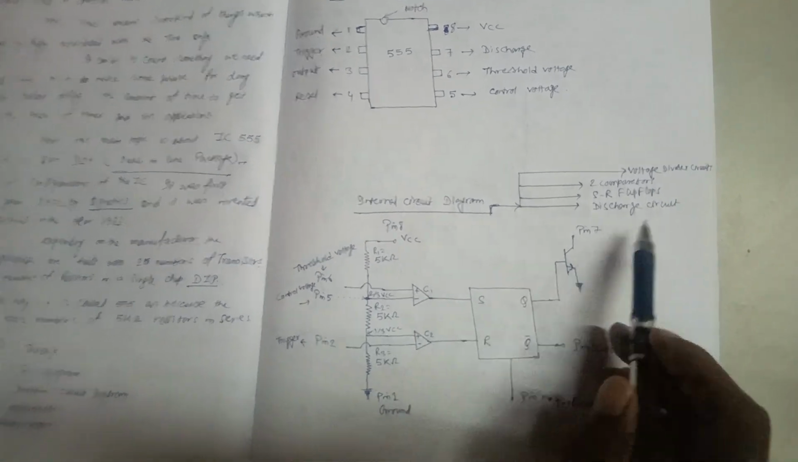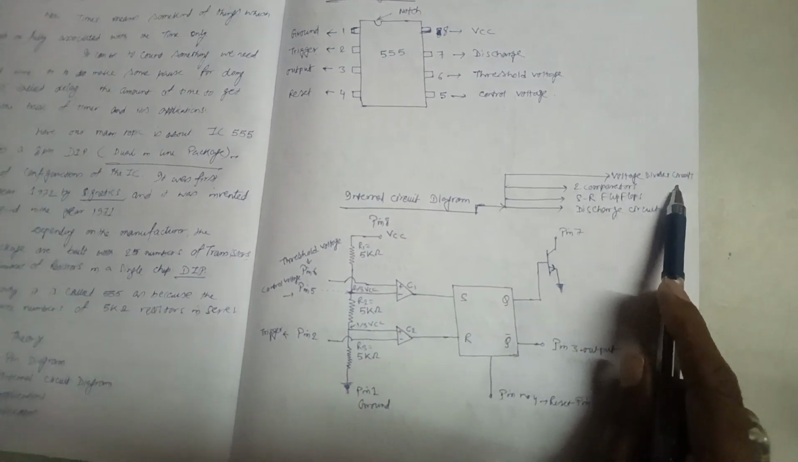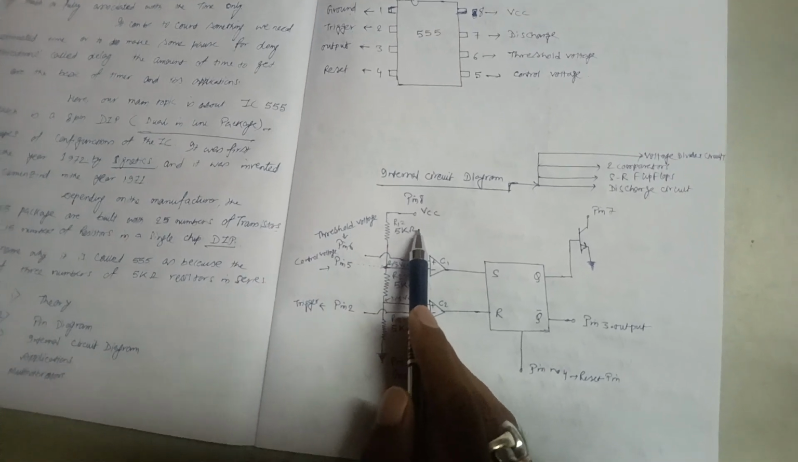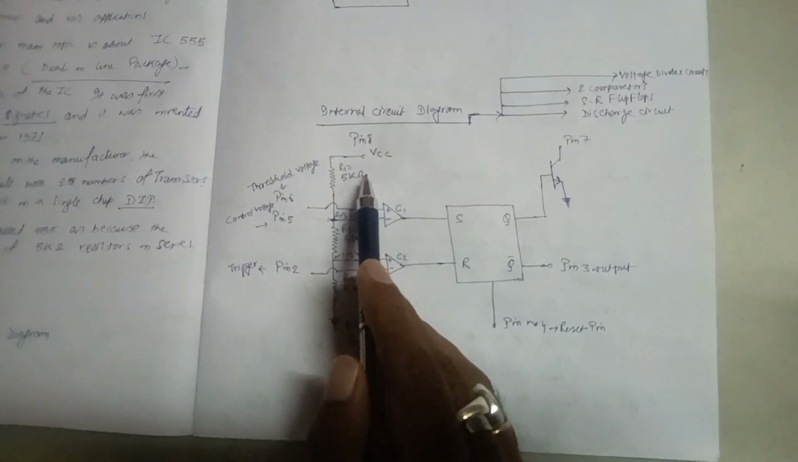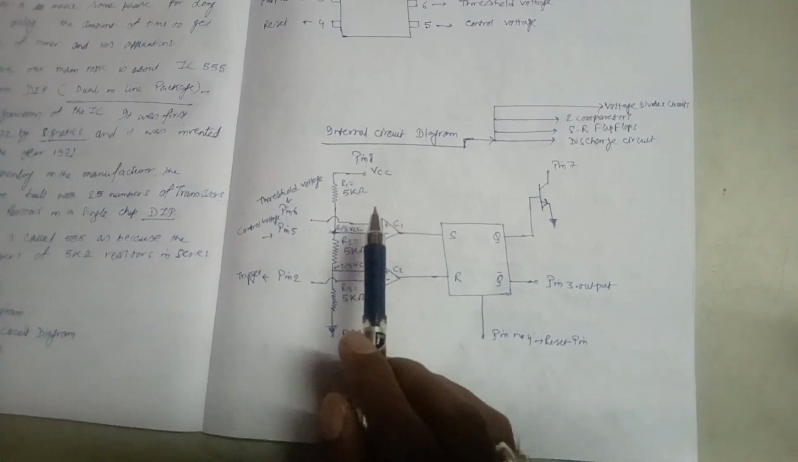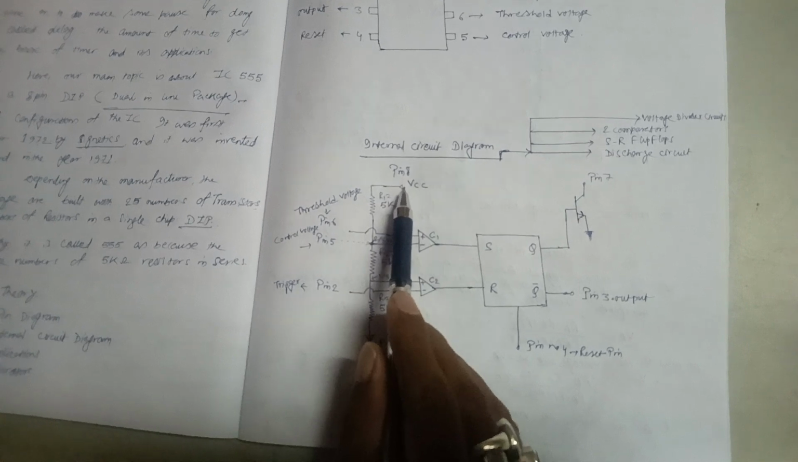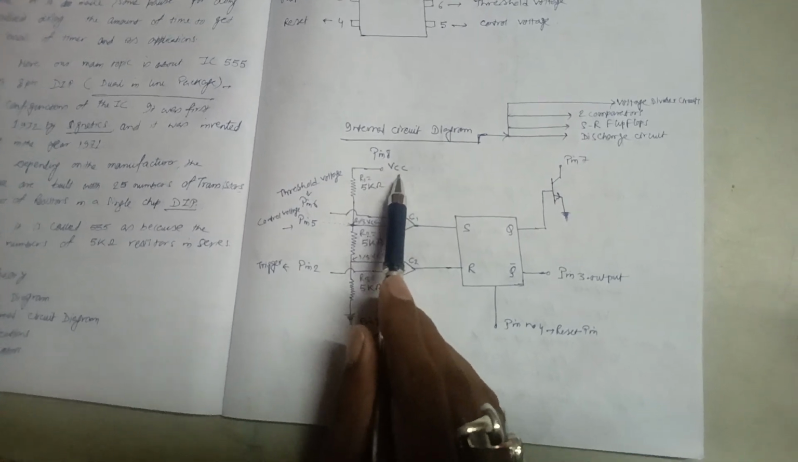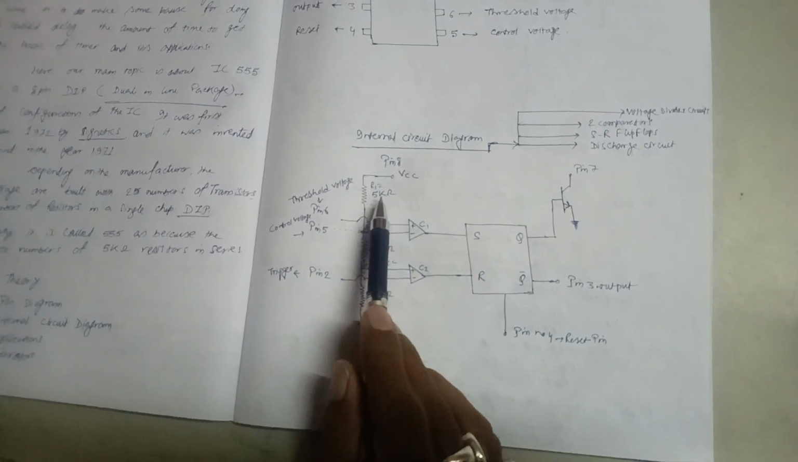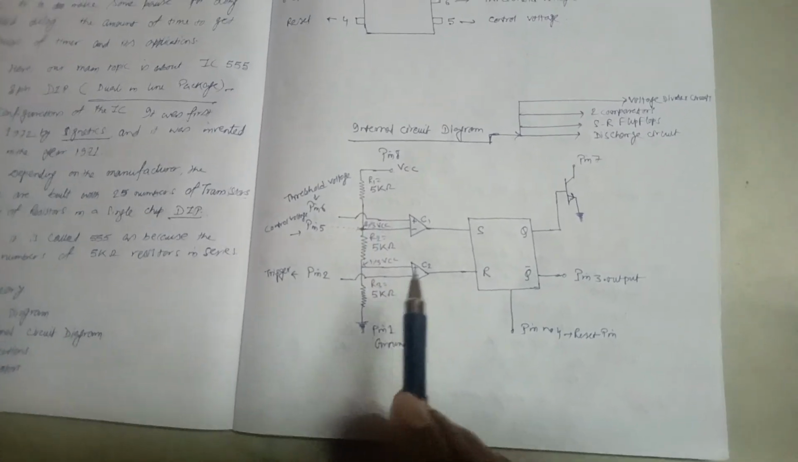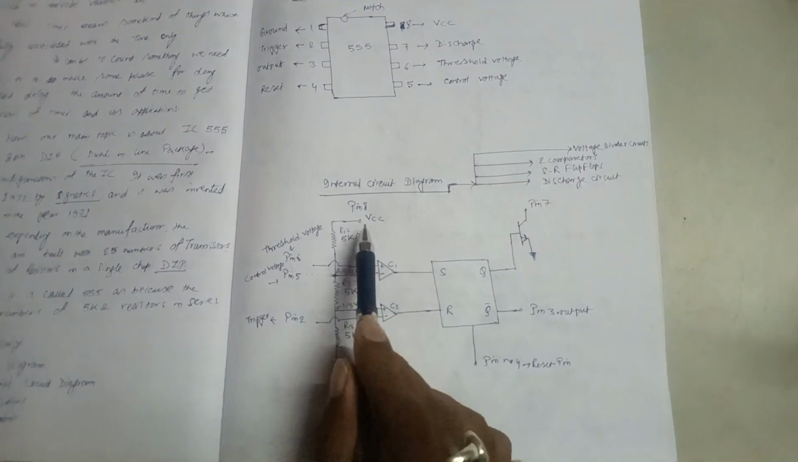See here, I told you earlier that we have a voltage divider circuit. As the name 555 timer suggests, three 5 kilo ohm resistors are connected in series. From this VCC, suppose this is our VCC with pin number 8, the three 5 kilo ohm resistors R1, R2 and R3 are connected in series. So this is our voltage divider circuit.